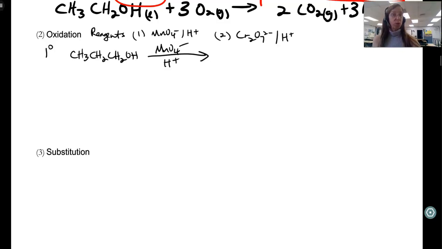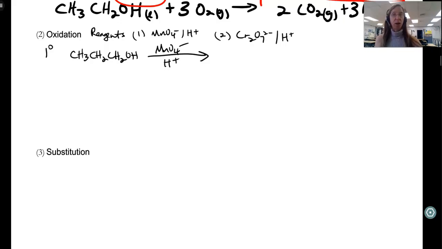The two most common reagents, and it doesn't matter which one, they work very similarly, are potassium permanganate in acid, because it has a purple color, and when it reacts, it becomes colorless. Also dichromate, again because it has a color. This one's orange, but when it reacts, it becomes green. I've just chosen permanganate there, just random.